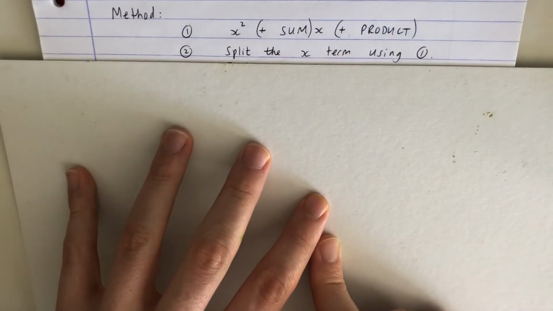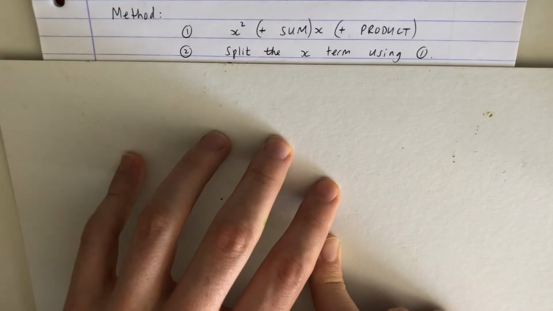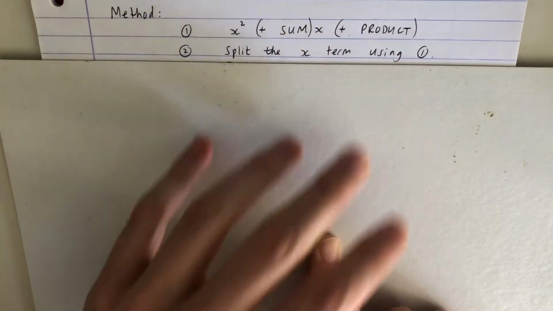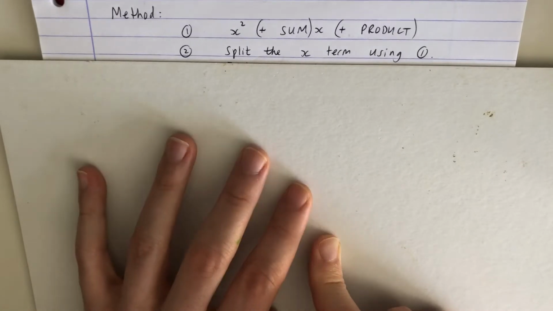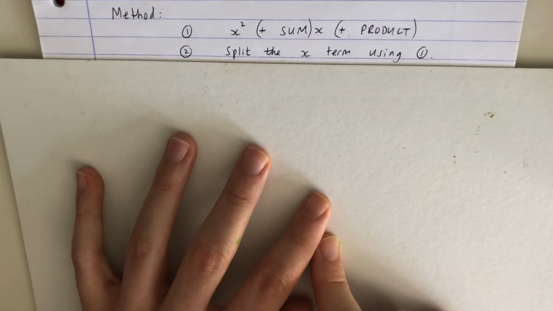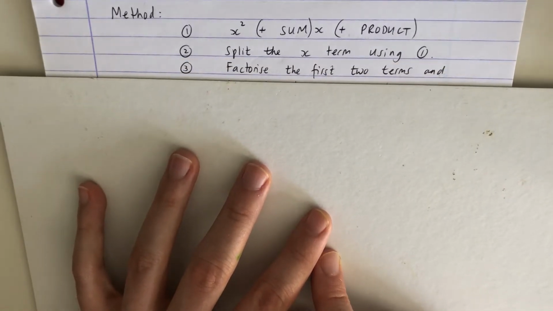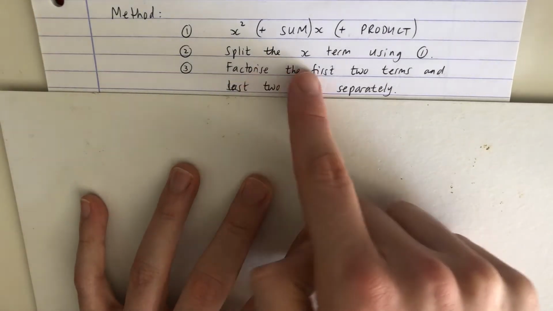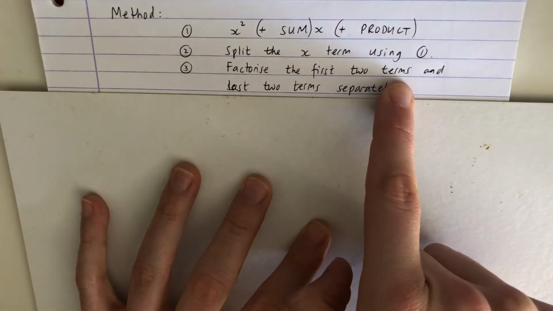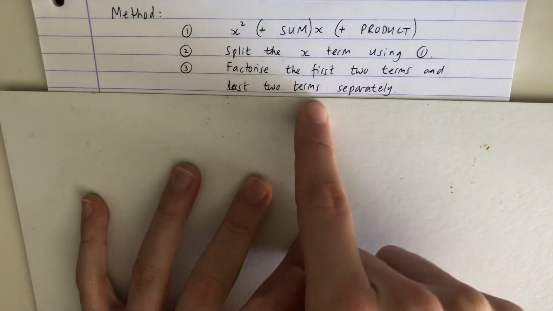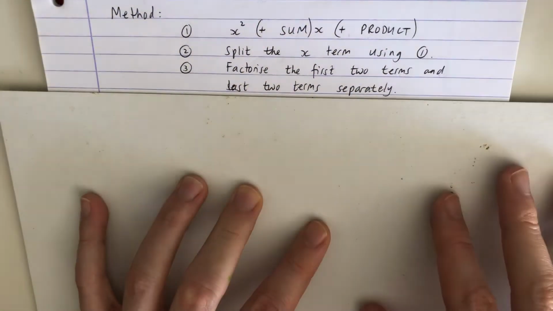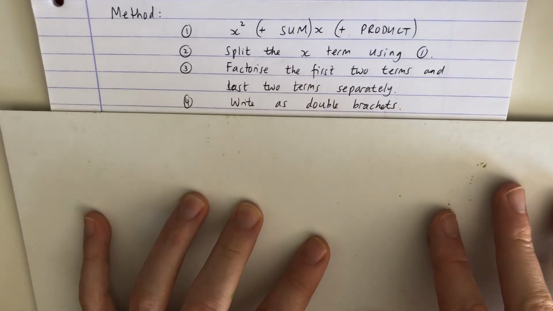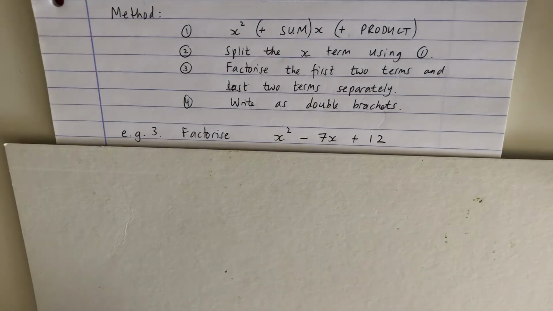Then we split the x term using part 1. So once we know the sum and once we know the product, we can try different numbers out until we get the two numbers that work, and then split that x term. Then you factorise the first two terms, and then factorise the last two terms, but do them separately. You get two single bracket expansions, and once you've done that, you can write them as double brackets. So let's see what the trickier ones are going to look like today.